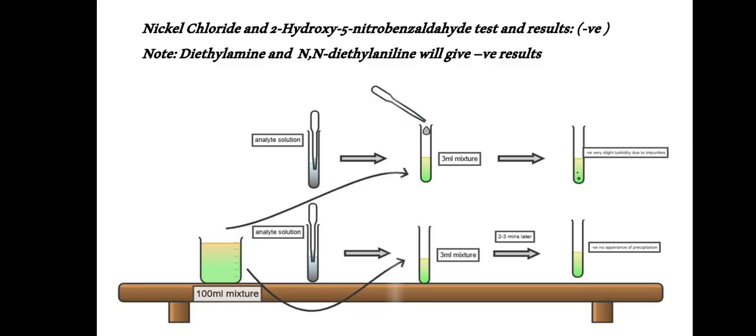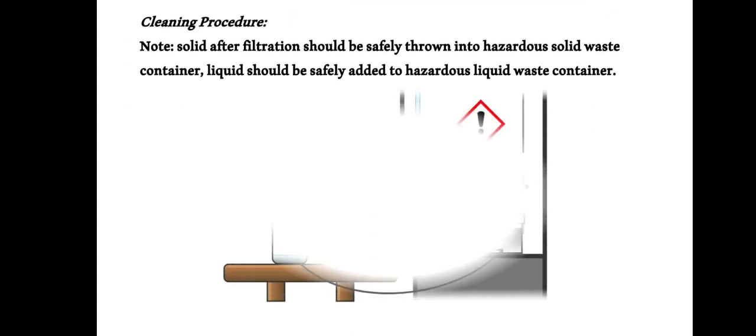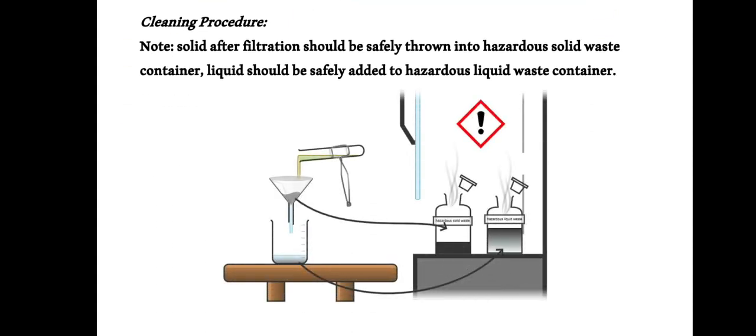Or if nothing happens, we should wait 2 or 3 minutes, and if there's no presence of any precipitation or turbidity, then we can say that it's a negative test. For a cleaning procedure, we prepare a gravity filtration of the mixture to isolate the liquid from the solid. Then the solid should be added safely to the hazardous solid waste container, and same for the liquid to the hazardous liquid waste container.